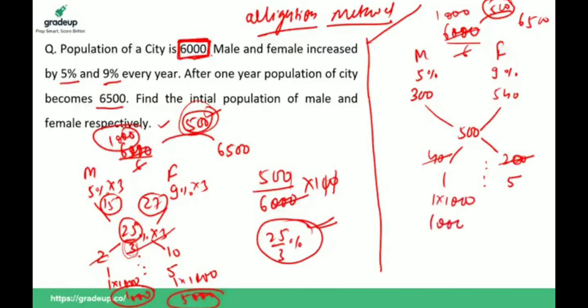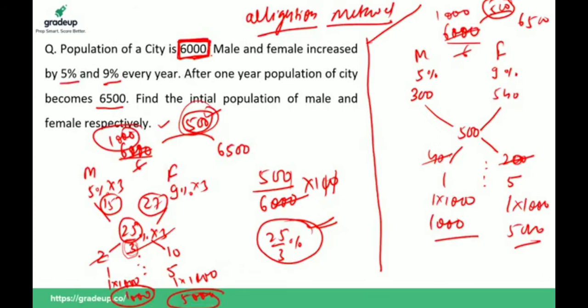So guys, you can go by any of these two methods. Both methods are okay. You can go by any of these two methods. All right, guys. Is there any doubt? So this is the allegation method, as you already know. Okay, now let's move to the next question.